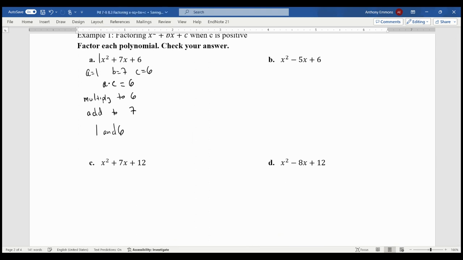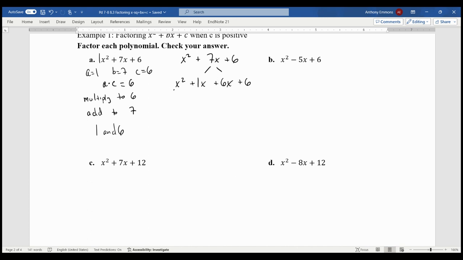Those are the two numbers that I'm looking for. What am I going to do with them? We'll take this x squared plus 7x plus 6, and we're going to split that middle x term into plus 1x and plus 6x, and keep the rest of the polynomial from above. We kept the x squared, we kept the positive 6. The only thing we did was we split up that 7x into a plus 1x and a plus 6x.